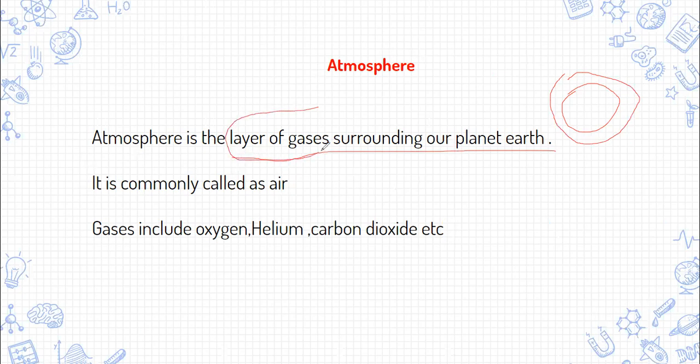There are so many gases in between, and these layers of gases are commonly called air. These gases include oxygen, helium, carbon dioxide, sulfur dioxide, methane, CFC. This layer of gases, or the air between the ground and the sky, or between the ground and the universe, is called atmosphere. Okay, so I hope this is clear.